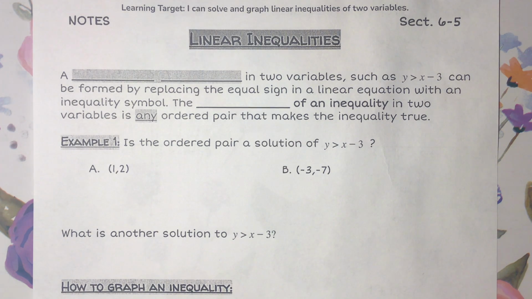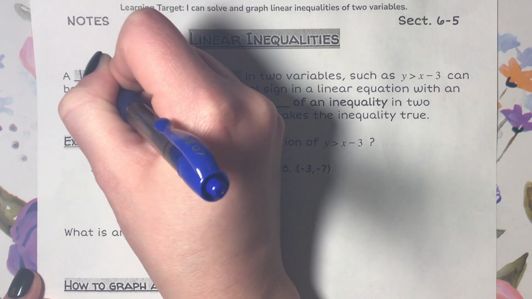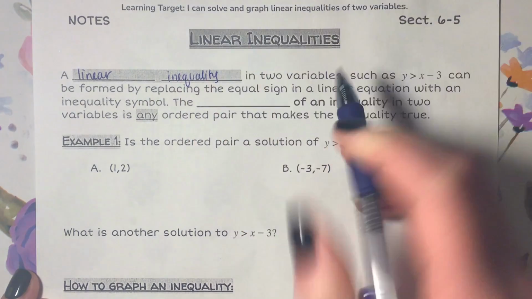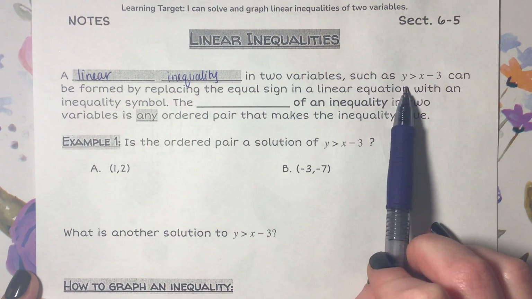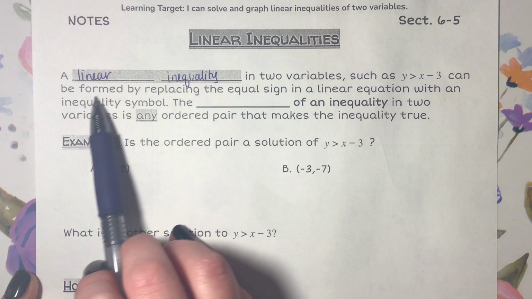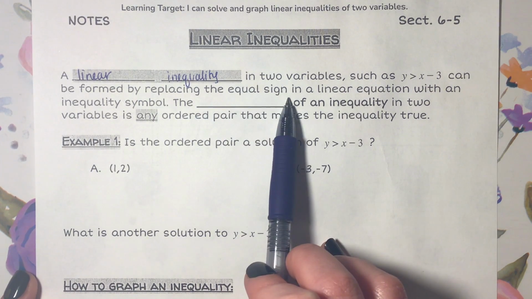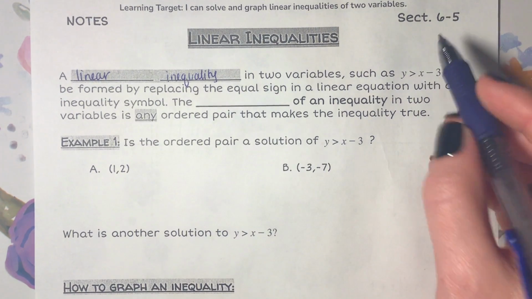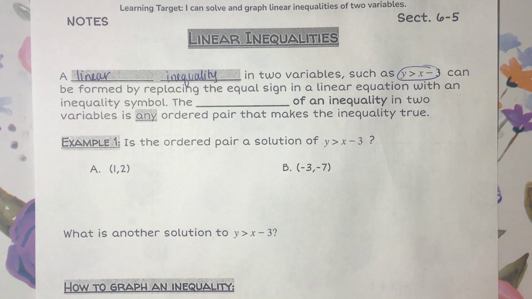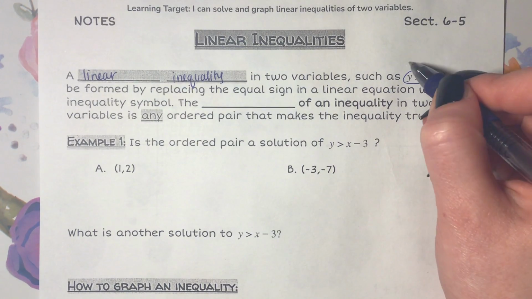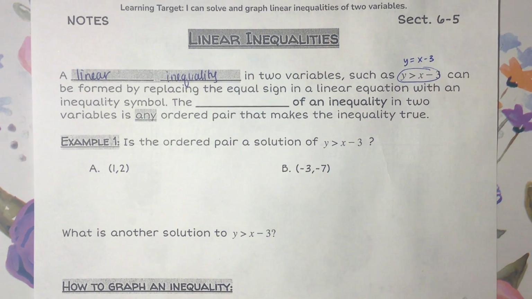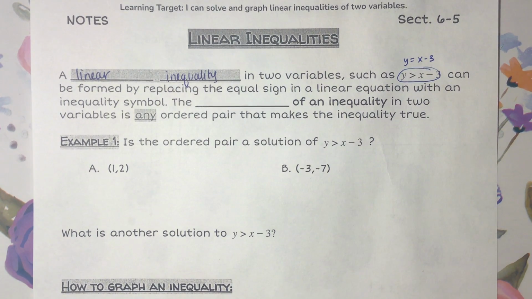So what is a linear inequality? A linear inequality in two variables, such as y is greater than x minus 3, can be formed by replacing the equal sign in a linear equation with an inequality symbol. So this inequality right here works very, very similar to y equals x minus 3. Now we just have an inequality symbol in there instead of the equal sign.